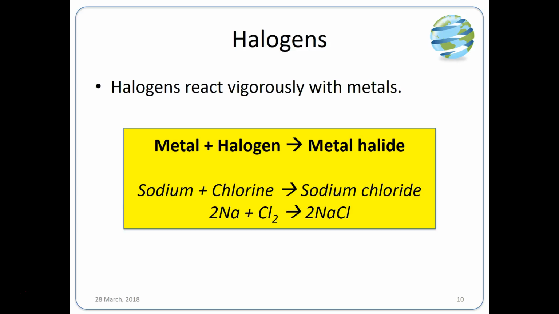Now halogens react very similarly with metals. Some will react more vigorously than others, but what they produce during a reaction is the same. So a halogen will react with a metal to produce a metal halide. So for example, sodium will react with chlorine gas to produce sodium chloride. And you can see the balanced equation here as well. We need 2 sodiums to react with chlorine gas to produce 2 sodium chlorides.